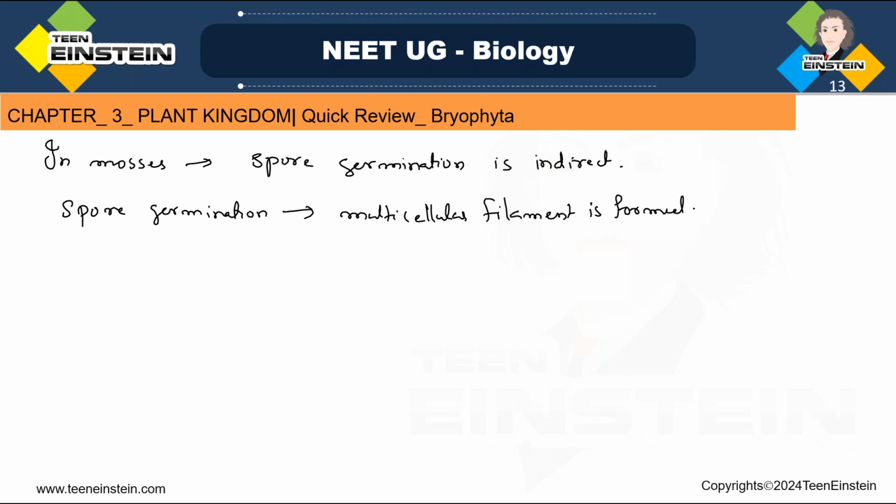This filament is called the protonema. This multicellular filament is called the protonema. Now buds are formed on this protonema, on the protonema, buds are getting formed.